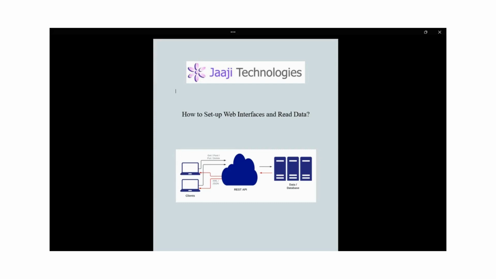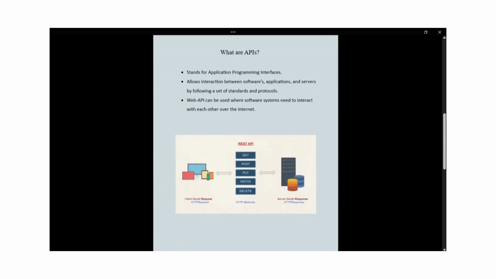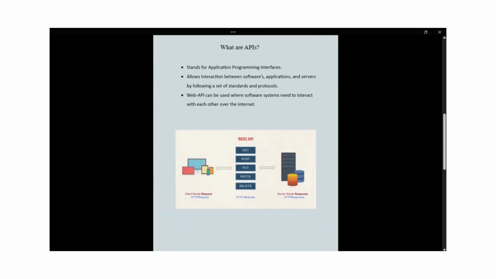Today I will show you how to set up a web interface and read data. Before explaining the need of the topic, it is important to understand what web APIs are. API is short for Application Programming Interface. Like any other interface, it allows interactions. In the case of an API, it allows interactions between software, applications, and servers by following a set of standards and protocols in order to share features, information, and data.